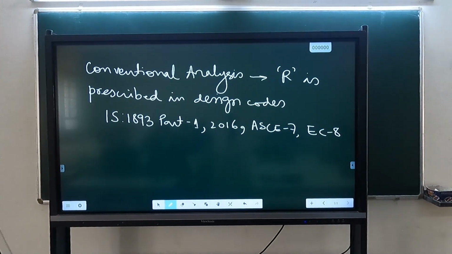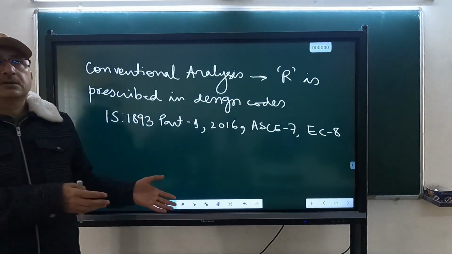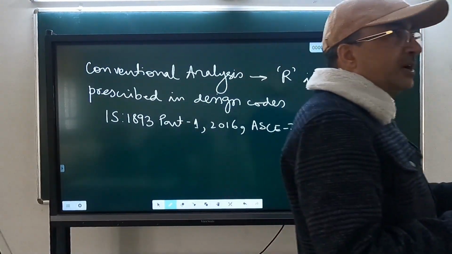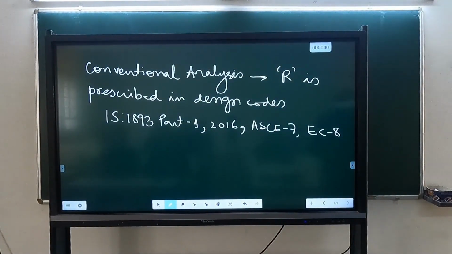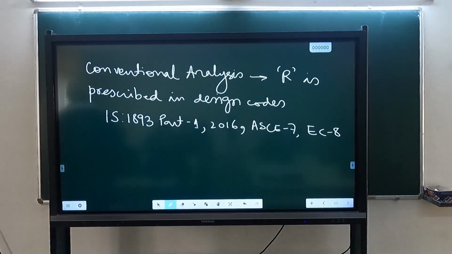What may be the reason? It should be related to ductility. The ductility of a building which is designed and constructed in a similar manner should be the same, whether it is constructed in India, America, or Europe. The ductility should have been the same, but the response reduction factors are different.